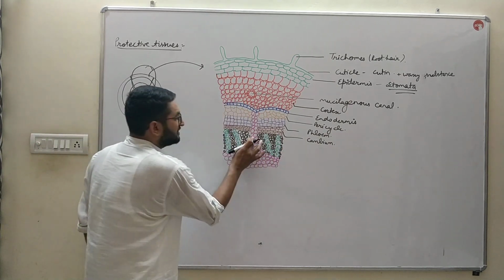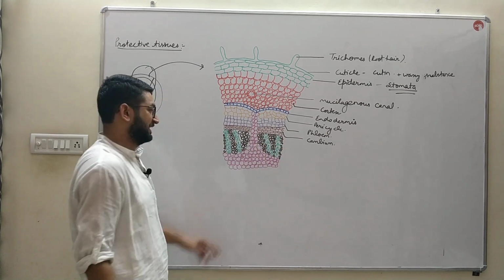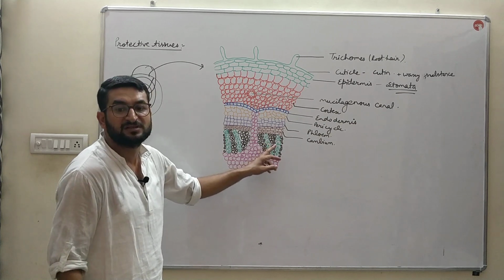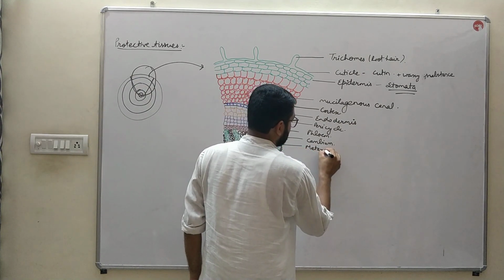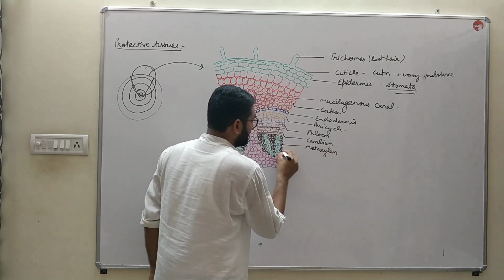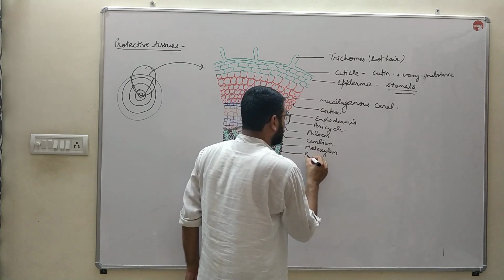Next, if you see this part, it has two types of cells. One is this hexagon kind of cells. These are metaxylem, and the outer black colored cells are protoxylem.